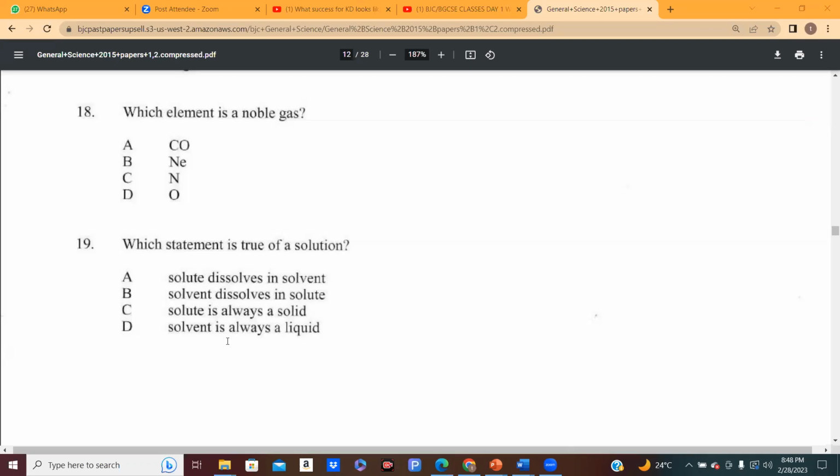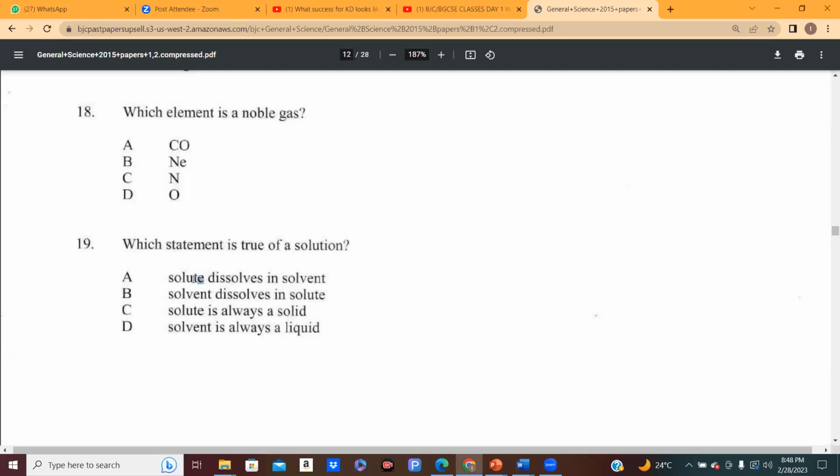No. Let's try again. The statement that is true about a solution. B, solvent dissolves in solute? No, definitely not. Try again. A. A, very good. The solute dissolves in a solvent.